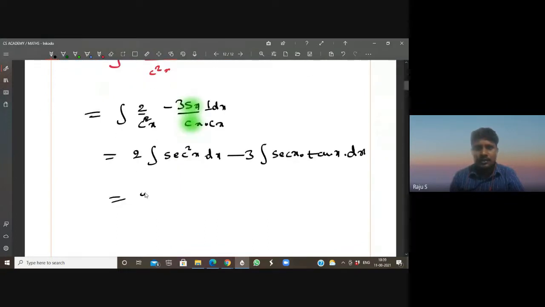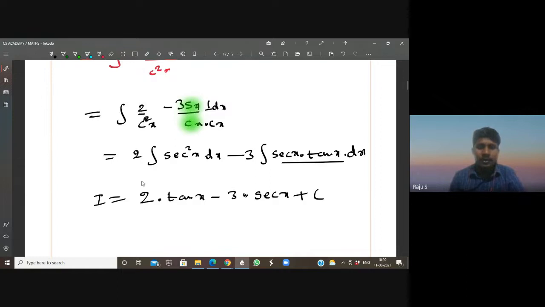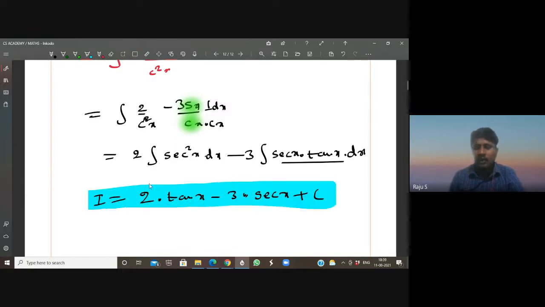2 by cos square, 2 is a constant, integral of secant square x, minus 3 times the integral of secant x tan x, which is a formula. Secant x tan x integrates to secant x. See students, I don't want you to just remember the formulas given yesterday. We can practice it twice, thrice, 5 times, 10 times, whatever you do, try to remember the formula.